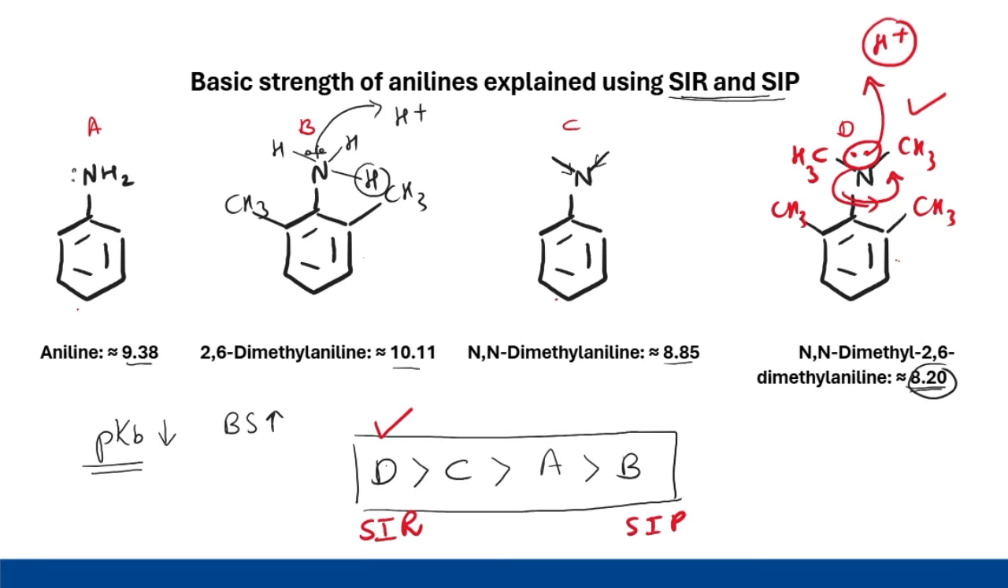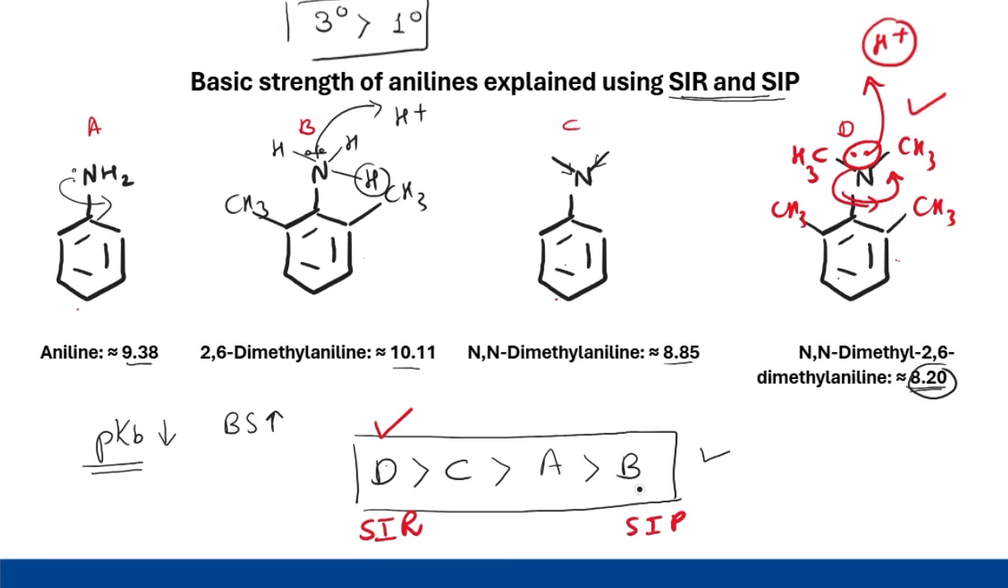Whereas in this case, since they are involved in the resonance, the lone pair is not available for the incoming proton. Hence, it is less basic than molecule C. You can also explain it this way. Molecules D and C are tertiary amines. Tertiary amines are more basic than the primary amines we have here. That's why you can arrange these two molecules first and then these two molecules, and you can compare between each molecule. So what will be the correct order now?